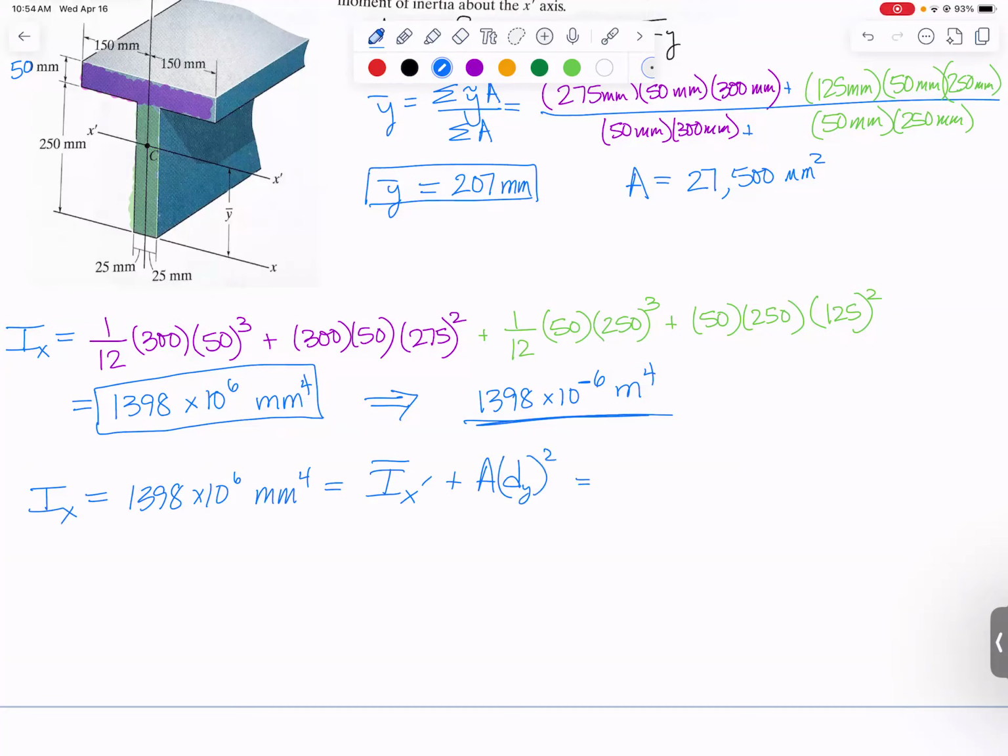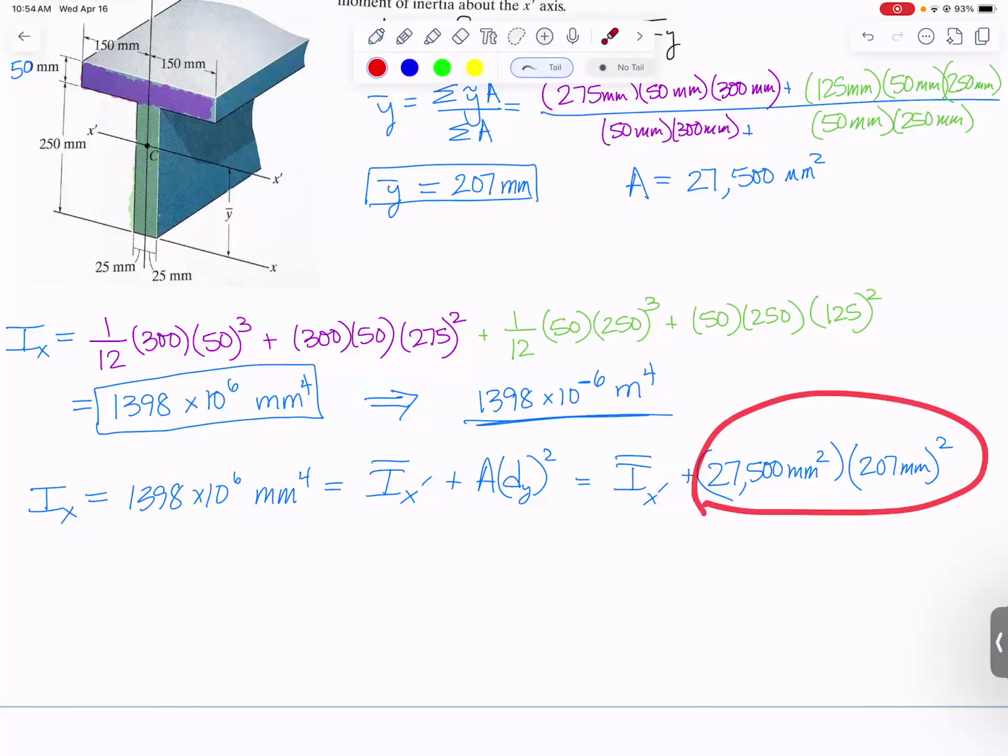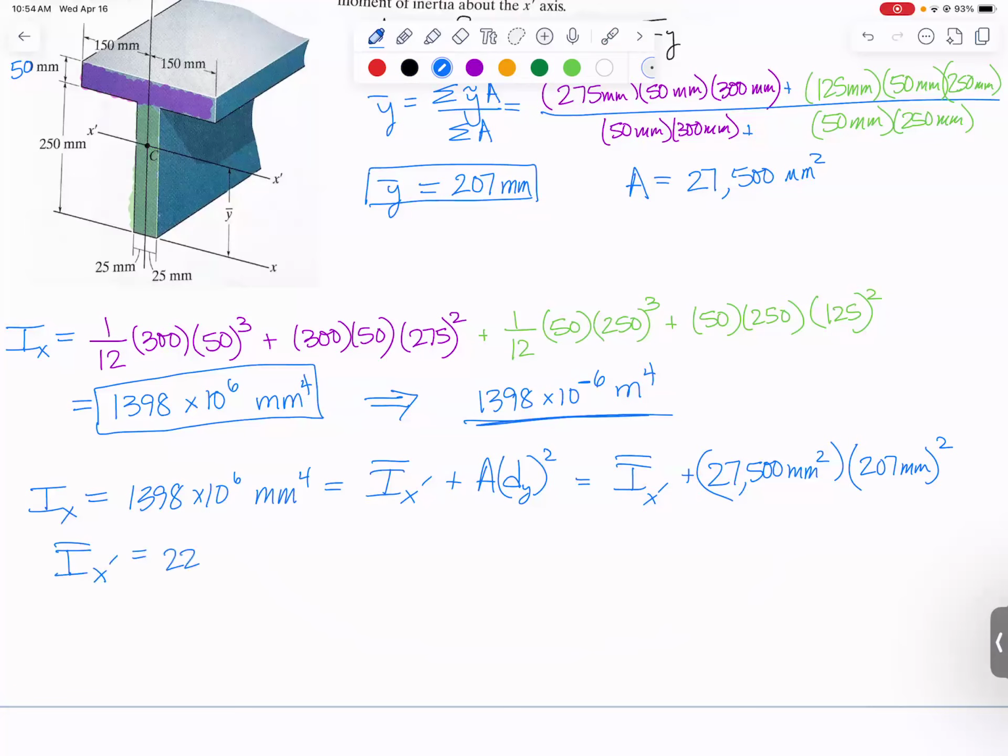Well, we don't know I bar x prime, but we do know the area, 27,500 millimeters squared, and the distance, 207 millimeters, and square it. So I need to do this multiplication, subtract it to the other side, and I will get that I bar x prime, the fast way, is 220 times 10 to the 6th millimeters to the 4th. Let's do it the slow way, just for practice.